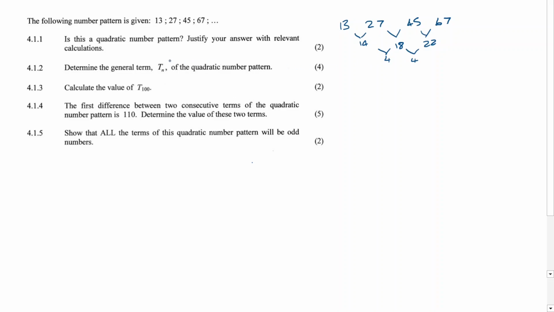Therefore, because it's got a constant second difference, this would be your answer for 4.1.1. Because it's got a constant second difference of 4, it's quadratic. How do we work out the general term? This would be a very, very standard normal question, and you want to check that you are totally fine to get these right every time. A lot of the challenge is just to be very careful along the way.